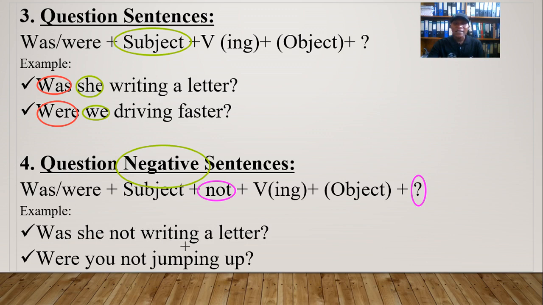Examples: was she not writing a letter? Je, hakuwa akiandika barua? Was she not writing a letter? That is example number 1.